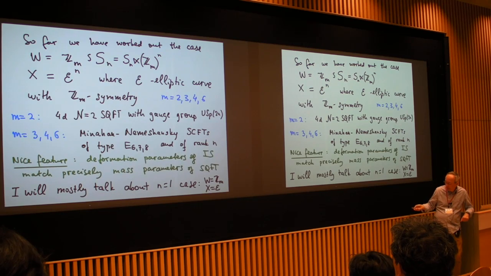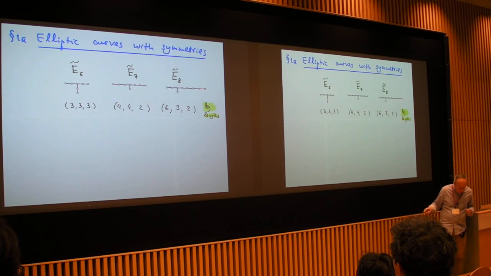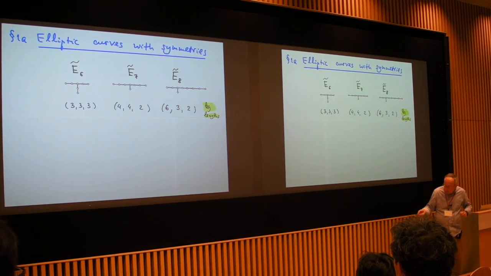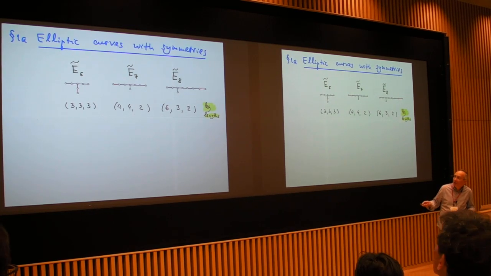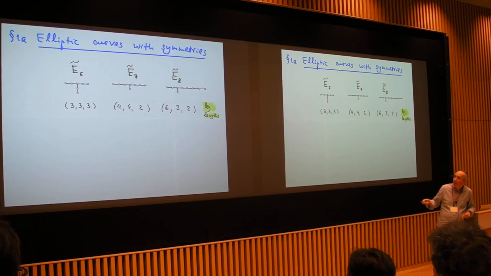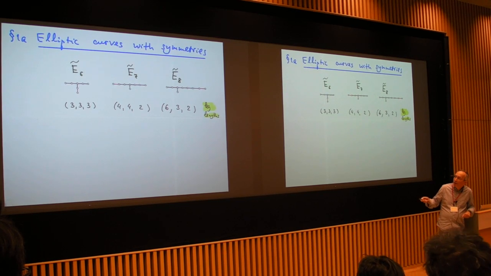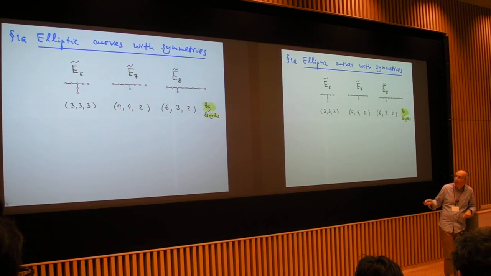Okay, so let's talk about this. Hidden behind these elliptic curves is actually something well known and loved by everybody, which is the Dynkin diagrams of type E6, E7, E8. Obviously affine Dynkin diagrams. So here they are, and the red color indicates the extended vertex.